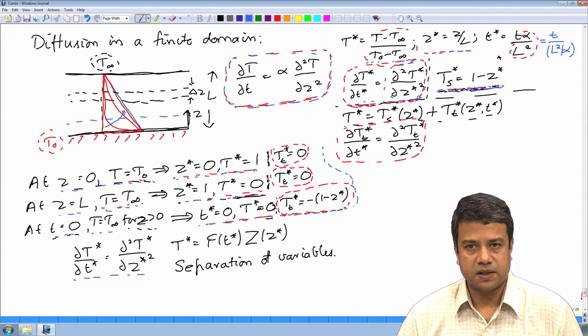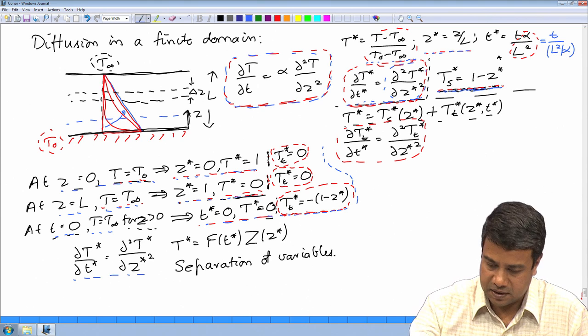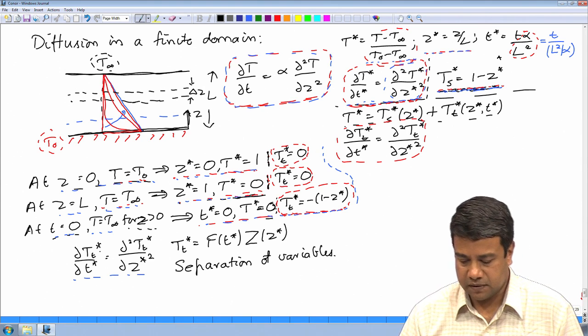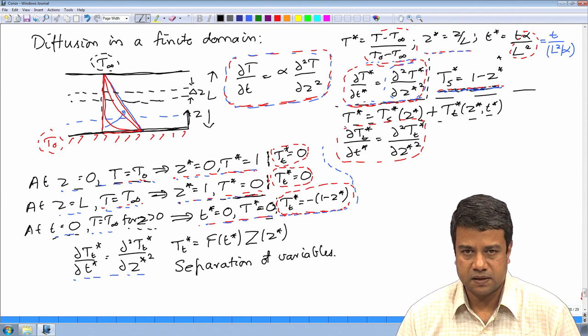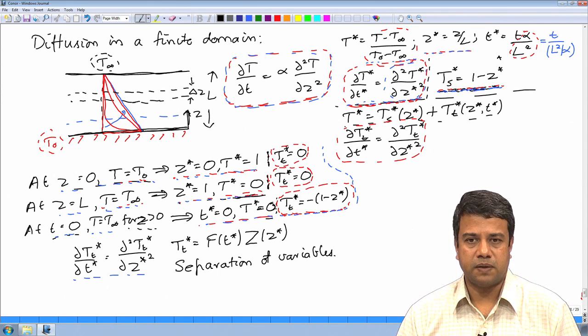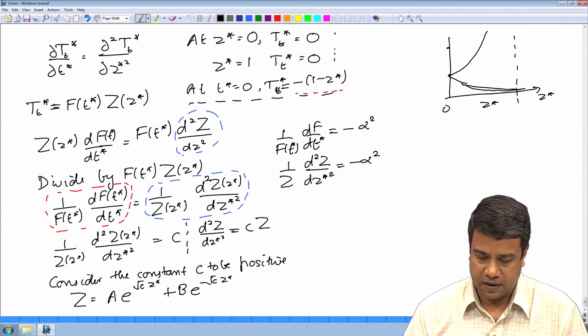We had progressed to try to solve this using the procedure called separation of variables. In the separation of variables procedure, the transient temperature is written as the product of two terms, one of which is only a function of time, the other only a function of the spatial coordinate. So, capital F is only a function of time, capital Z is only a function of the spatial coordinate. We substitute that into the balance equation and then get equations individually for F and Z.